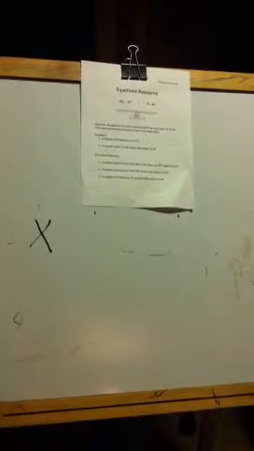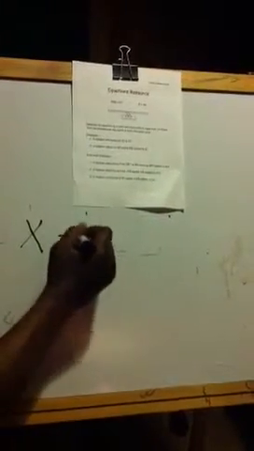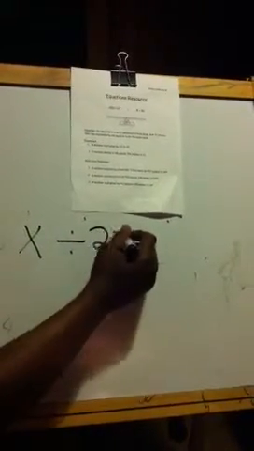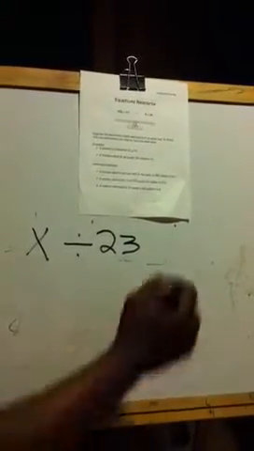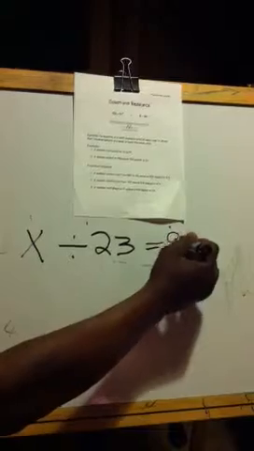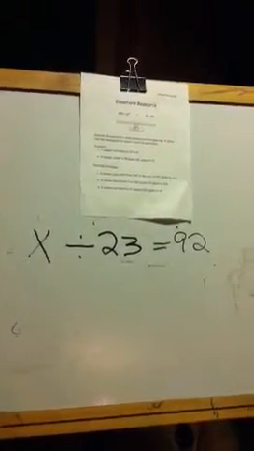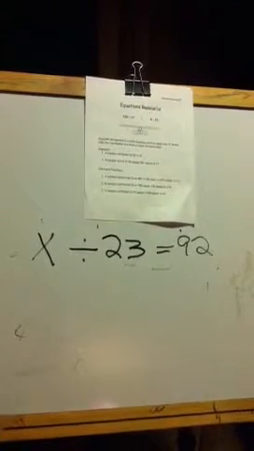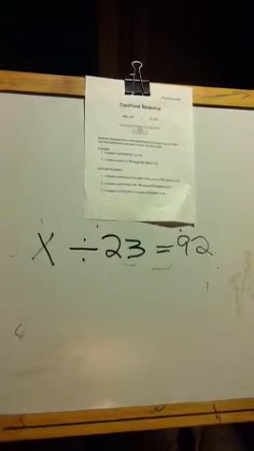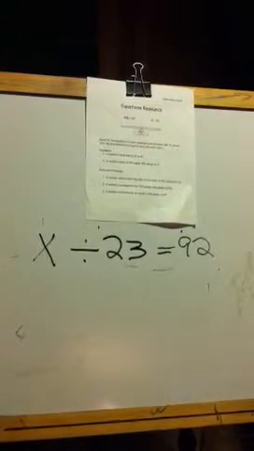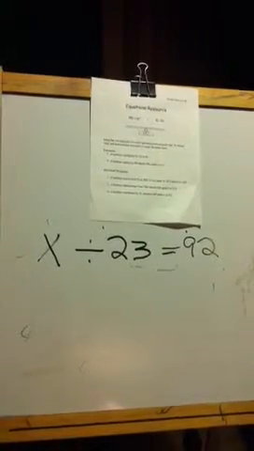Then we have a number multiplied by 23. Then we have equals 92. Does everybody understand that? Are there any questions? Let's move to the next example.